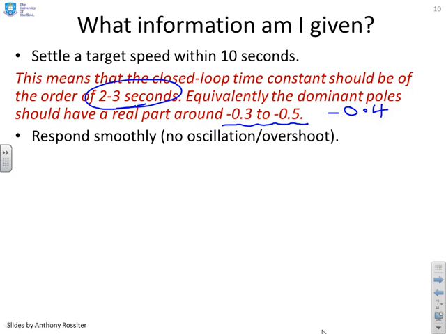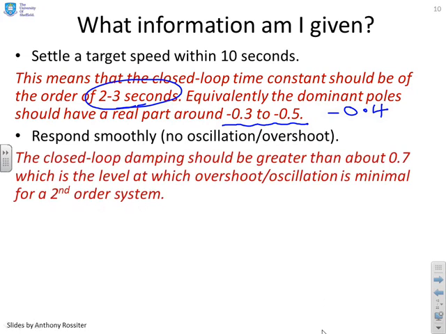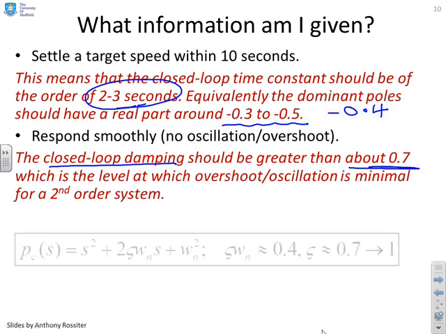We want the system to respond smoothly with no oscillation or overshoot. Now, your knowledge of damping should tell you that the closed-loop damping ratio should be greater than about 0.7, because as long as you're greater than 0.7, you'll find that the overshoot or oscillation is minimal.